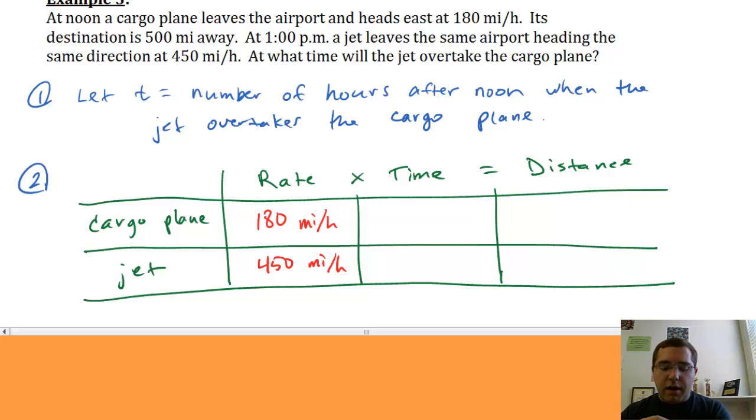For the cargo plane, how much time is it traveling until the jet overtakes it? Well, since t is the amount of time since noon, it's traveling for exactly t hours once the jet overtakes it, meets it. The jet leaves 1 hour later. So once they meet, it will have traveled 1 hour less than the cargo plane. So it's going to be t minus 1 hours. So our rate is in miles per hour. Our time is in hours. So our distance must be in miles.